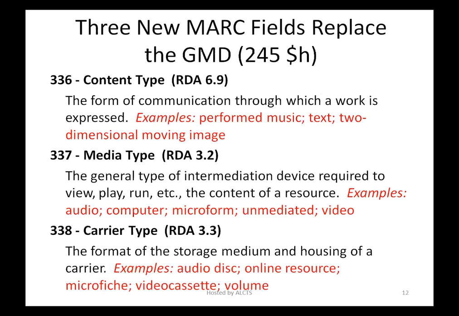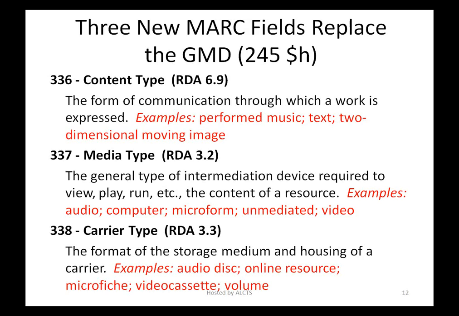Okay, let's move along from the title proper to the GMD. And I'm sure everyone is aware by now that we have three new MARC fields that are replacing the GMD. So we will no longer be using subfield H in field 245, and it is being replaced by three fields. Field 336 for content type, which comes out of RDA 6.9, 337 for media type, and 338 for carrier type.